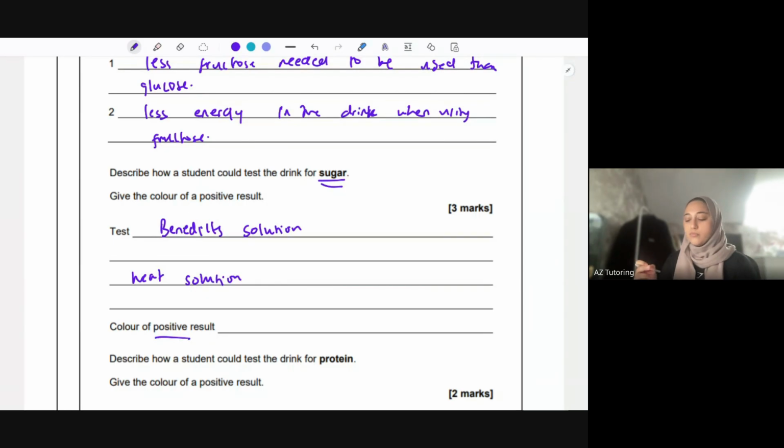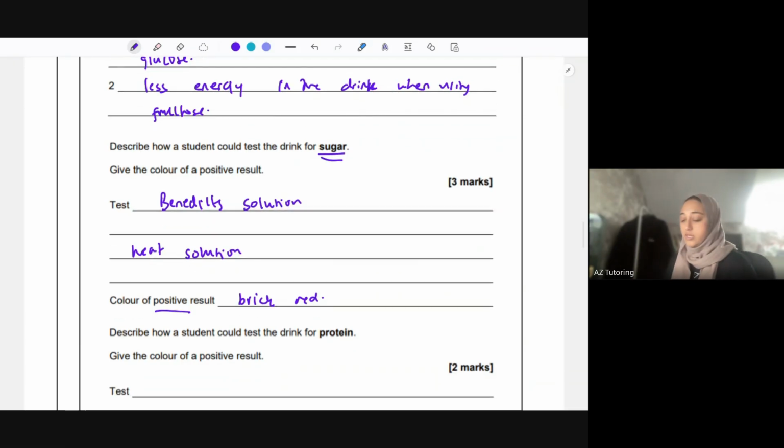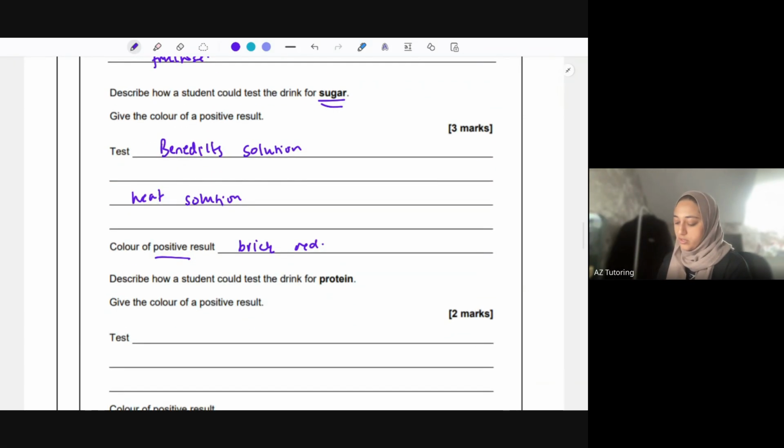So a positive result means what's going to be the color of that Benedict's if there is sugar inside it, and it would be brick red, is how they describe it. You could just say red as well. You don't have to say brick, but that's usually what is said in textbooks. So it changes to brick red.